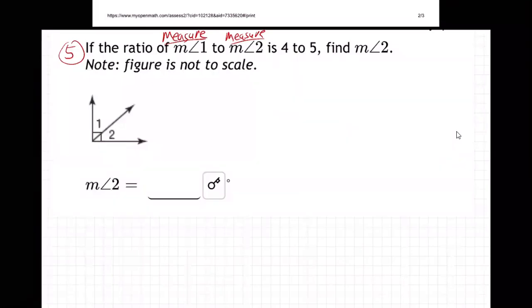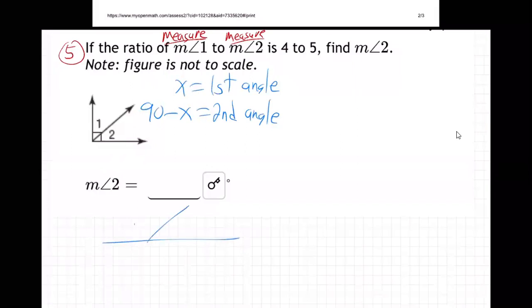So basically, I'm going to start this problem using that fact. I'm going to say x is the first angle. And then the second angle is 90 minus x, just like we did on problem 4, because they are complementary. They got to add up to be 90. And what if they had angle 1 and angle 2 on a straight line? Then that would be supplementary, and I would use 180, wouldn't I? Because then they would have to add to be 180. So the second angle would be 180 take away the first angle.